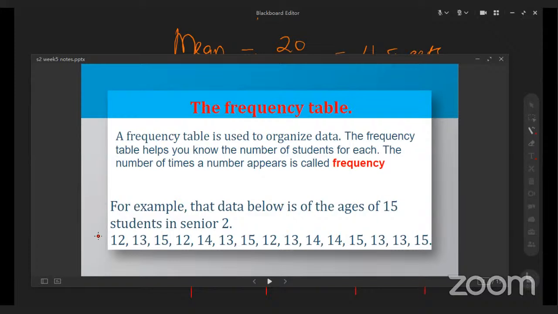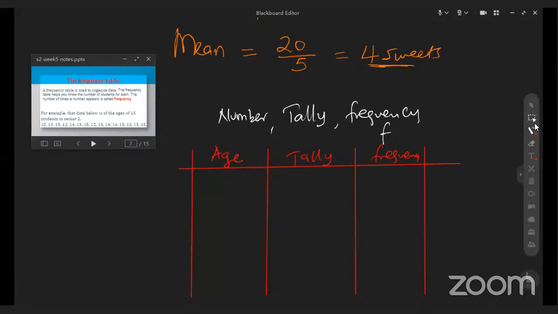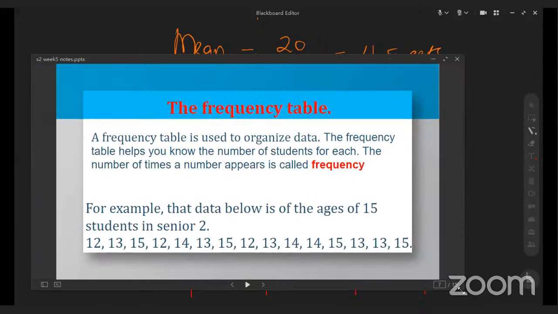So what you do is organize your information in ascending or descending order, but do not scatter. Don't mix up your work. When you look at these ages that we have, the smallest age is 12. So I will come and fill in my 12 here as the age. Then I have 13, 14, and also age 15. I think 15 is the highest age in our class for the data that we are having.